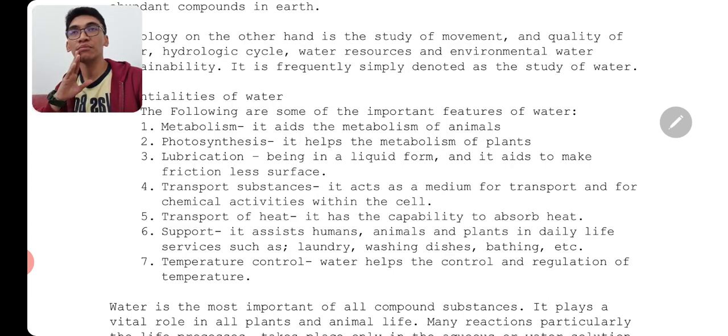Kapag masyadong malamig sa labas, kailangan i-cool down tayo ng amniotic fluid para hindi tayo maapektuhan sa loob. The amniotic fluid controls the temperature. Kapag sobra namang init sa labas, ano ba sinabi ko kanina?